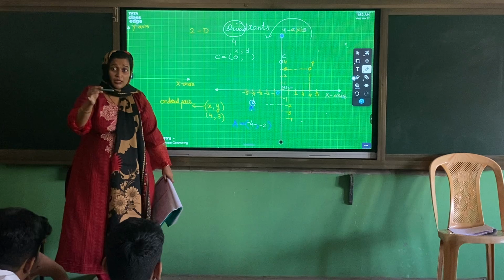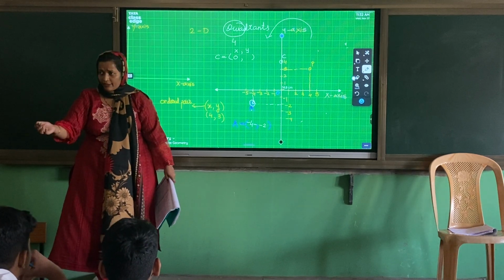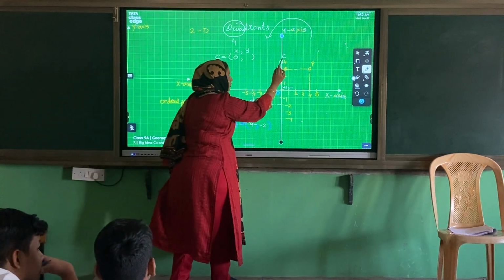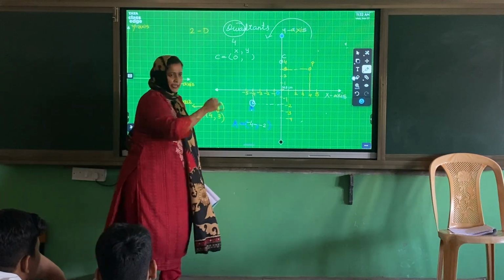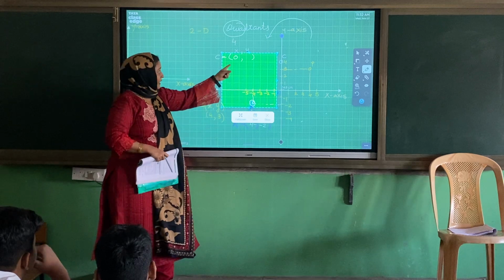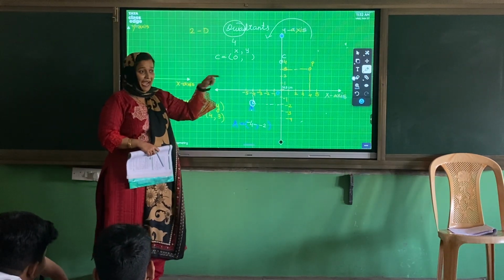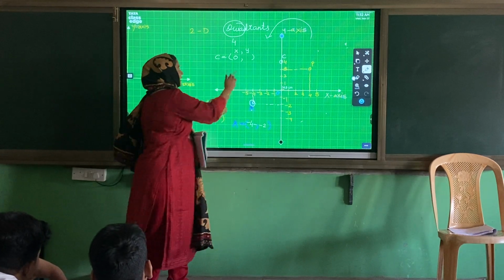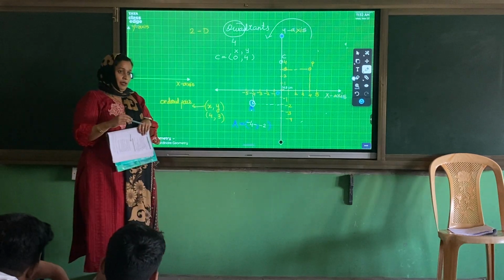See here. The first coordinate, that is the x coordinate, is nowhere. The point is lying on the y-axis. It is not lying either on the x-axis or in the quadrants. That is why the x coordinate will be 0, and that particular point is lying on the y-axis, positive 4. So the ordered pair will be 0, 4. Okay. I hope so.